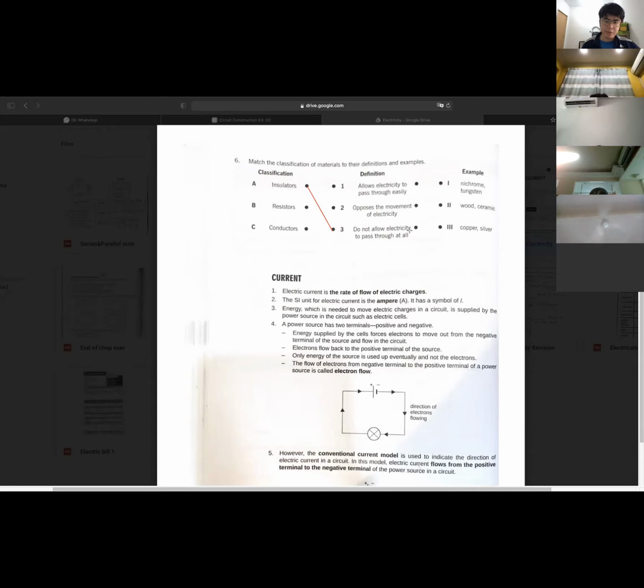Insulators do not allow electricity to pass through at all, for example wood and ceramic. Resistors oppose the movement of electricity. Opposes means go against the movement of electricity. For example, nichrome and tungsten are common materials that usually have very high resistance. Conductors allow electricity to flow easily: copper, silver, metal in general.